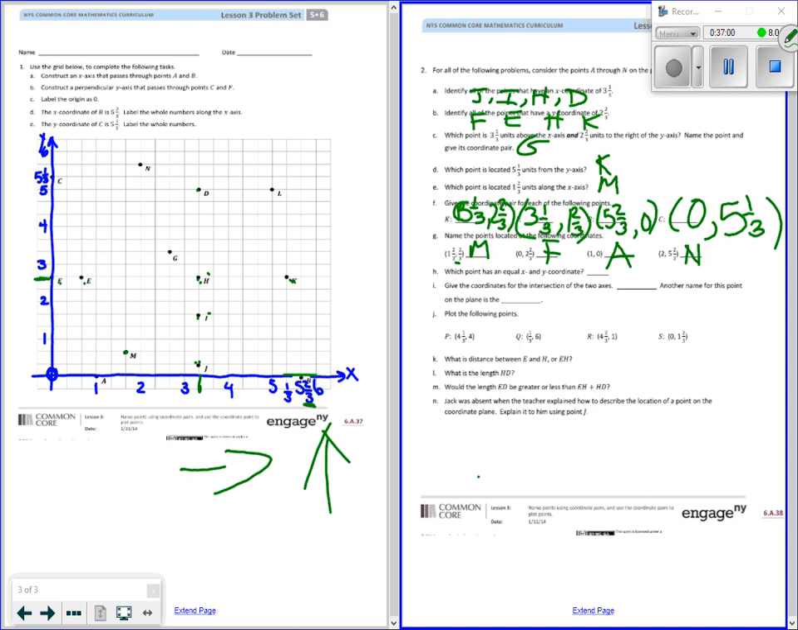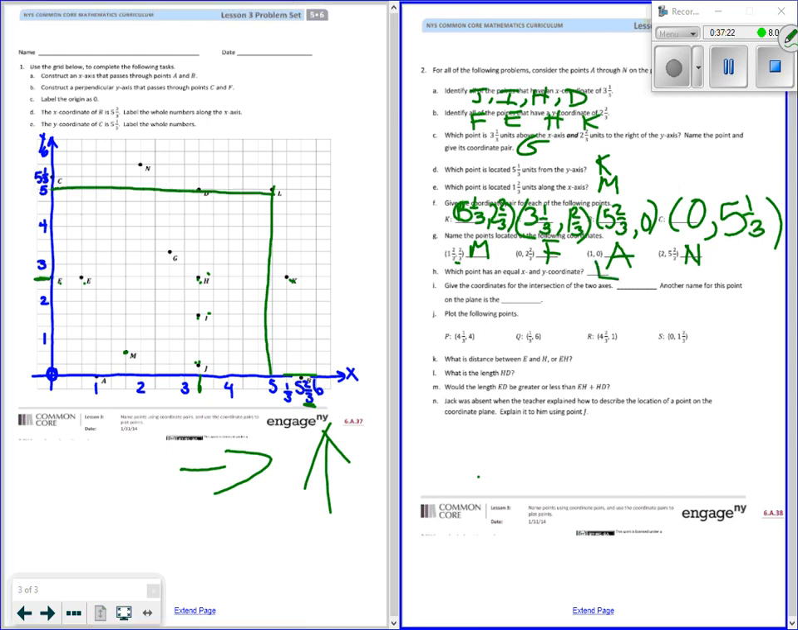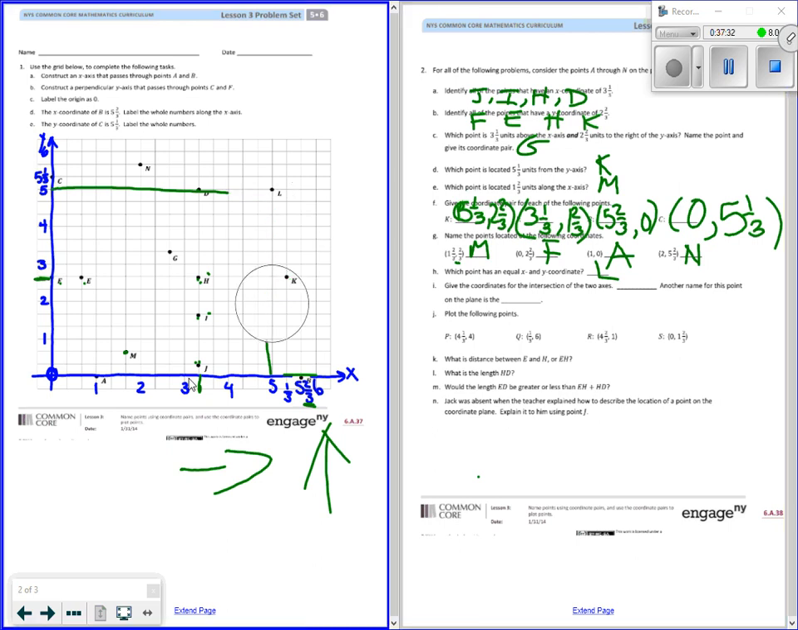Which point has an equal x and y, meaning the x and the y are the same number? Kim. L. This is 5, this is 5. They are equal, so it is L. Same number, 5, 5. Equal means the same number.